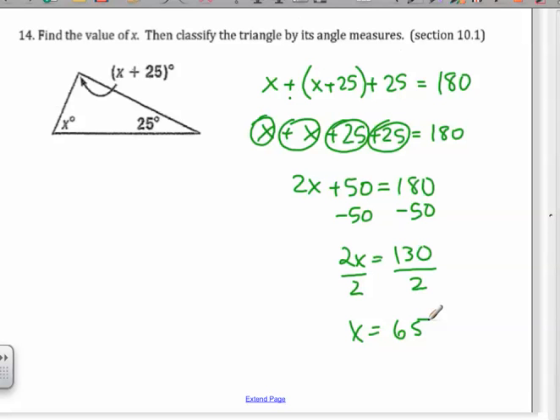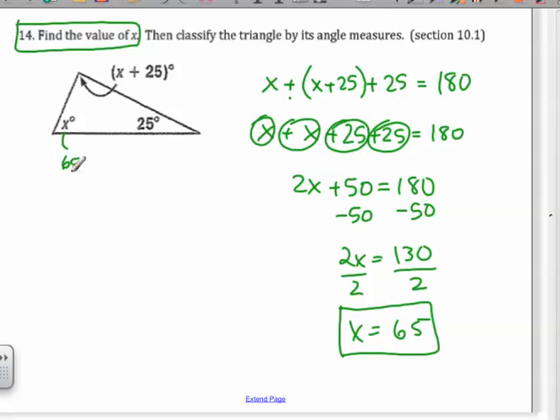Now, that's the value of x, and that's what it asked me for. Okay? So that's one part of the question, right? That's one answer. That would go in the box. But next, I need to find out what kind of triangle this is. Well, I know that this is 65 degrees. I know that this angle is 65 plus 25. And 65 plus 25 actually equals 90 degrees.